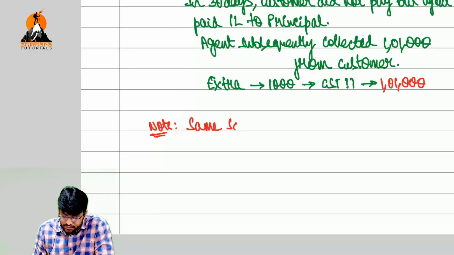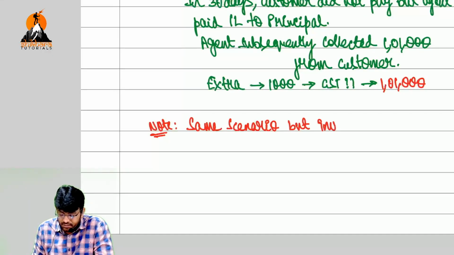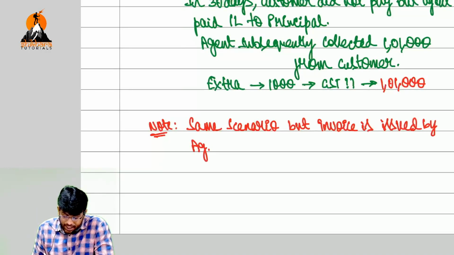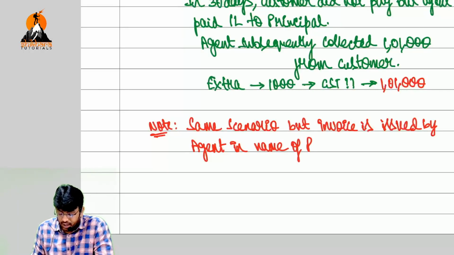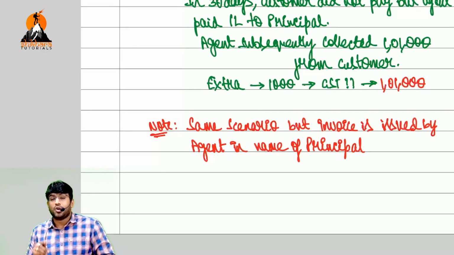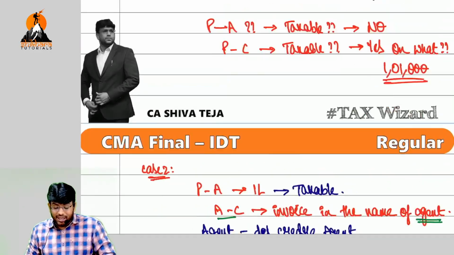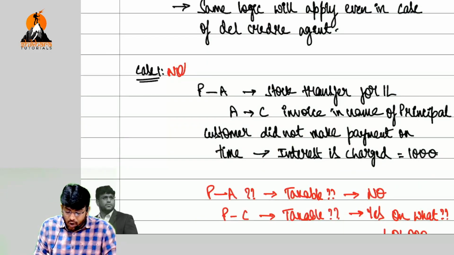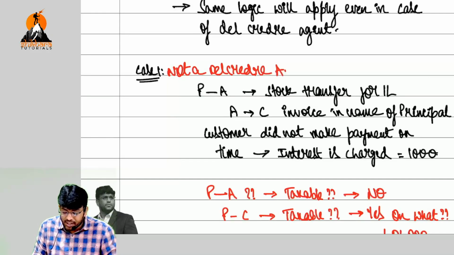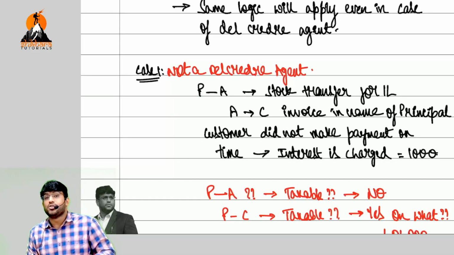Same scenario, but invoice is issued by agent in the name of... I hope we are getting clarity. Students should not tell me, sir, last point that only you told. No, sir, last point what I told, case 1 is not a del credere agent. Please don't confuse yourself. First case what I told is not a del credere agent.